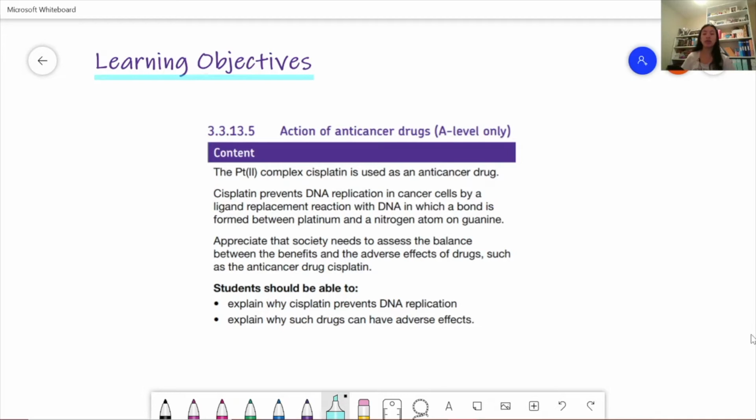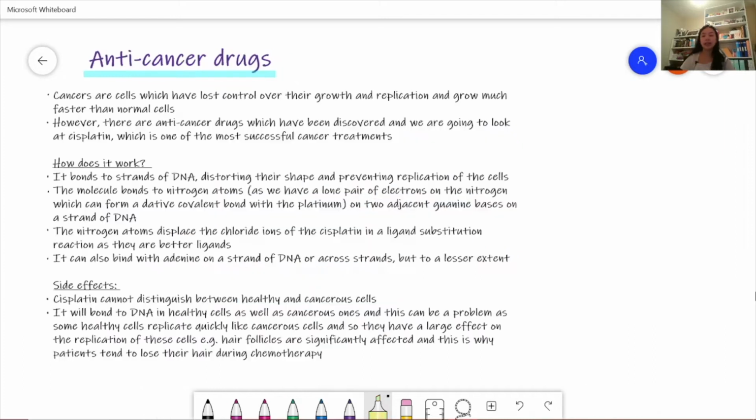We're also going to appreciate that society needs to assess the balance between the benefits and the adverse effects of drugs, such as the anti-cancer drug cisplatin. So by the end, we should be able to explain why cisplatin prevents DNA replication and explain why such drugs can have adverse effects. So now we're going to look at anti-cancer drugs.